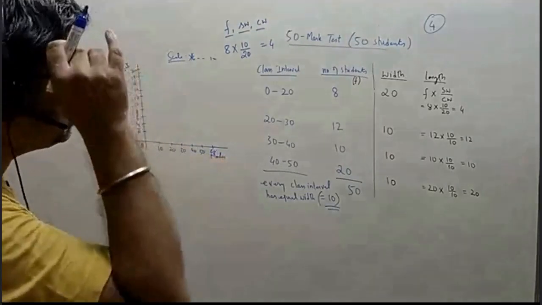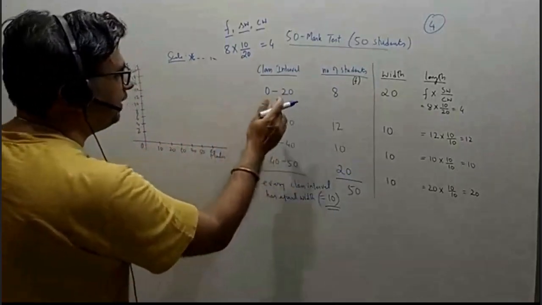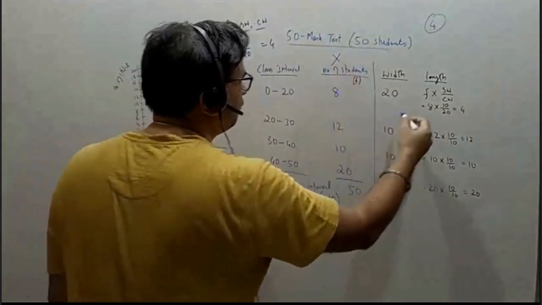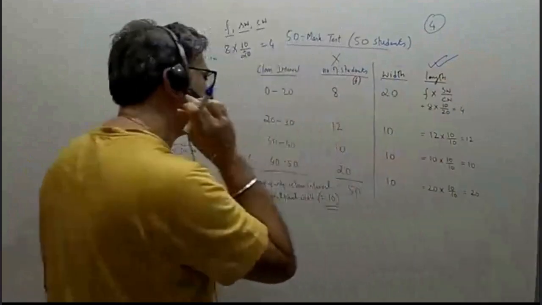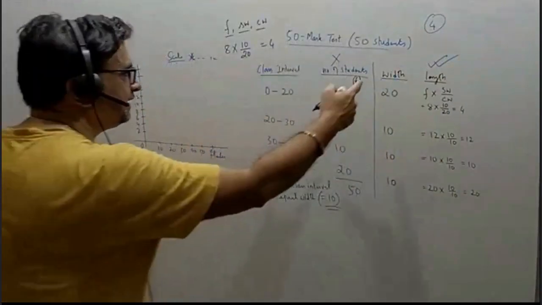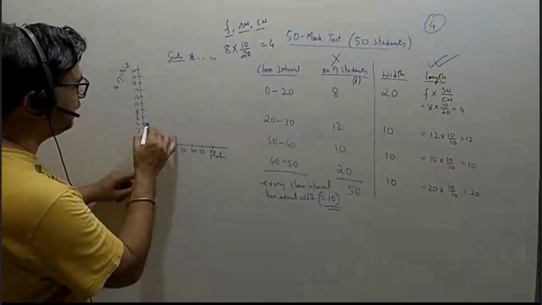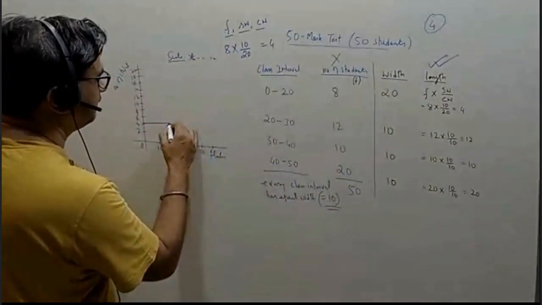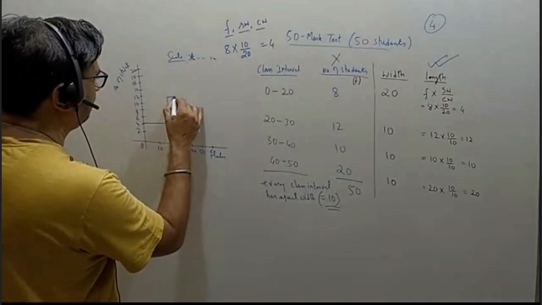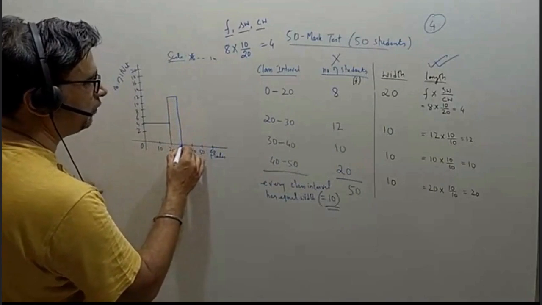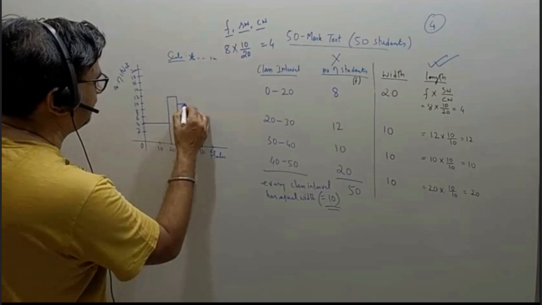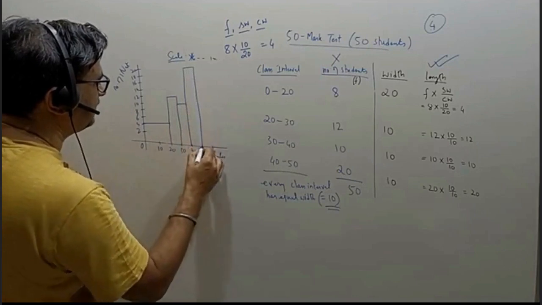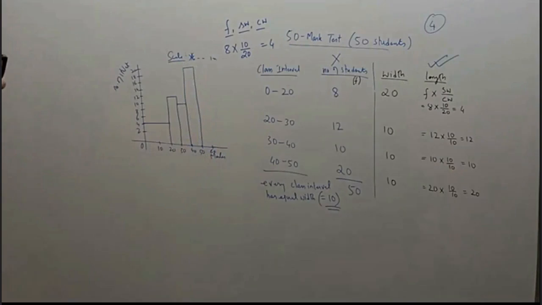Okay, so let's see. Now the first one is 0 to 20 and the length is 4. So now don't use this as the length, folks. This is going to be the length. This is one more thing that you can make note of. So we are going to represent this length over here. 0 to 20 is 4. 20 to 30 is 12. 30 to 40, 10. 40 to 50, 20. Wonderful. So this is our histogram. There, the histogram is ready.